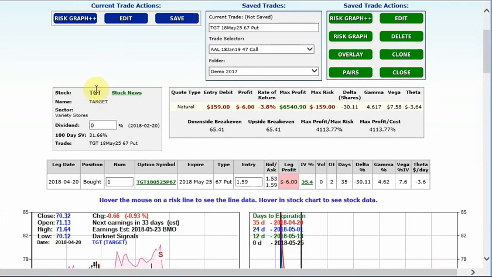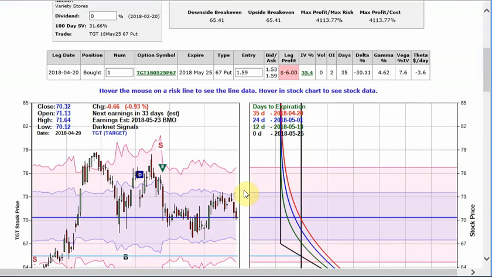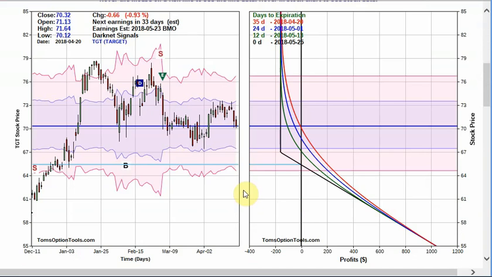So what we're seeing, we're trading Target, the May 25th $67 put, and we're willing to pay $1.59 for it. This is the chart for the position. As you can see, this vertical line is zero profit. Anything to the left is a loss, and anything to the right is positive profit. And we profit as the price goes downward.